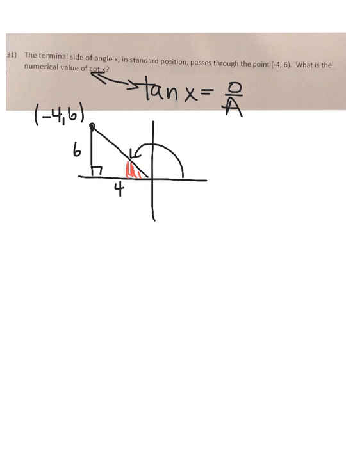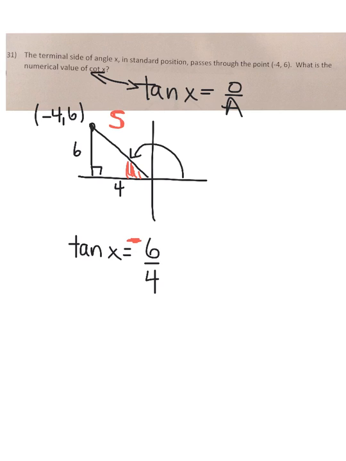So I'm going to start by finding the tangent, because that's the way my brain works. Tan x equals the opposite, which is 6, over 4, which is the adjacent. I do know that I'm in the second quadrant, which is the sine quadrant, and I do not have sine, so I should negate my answer.